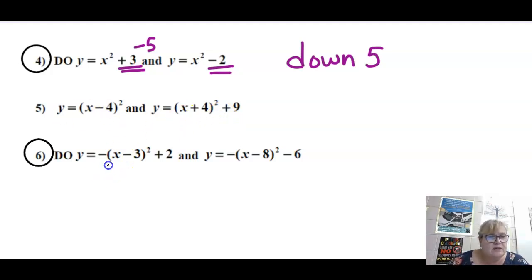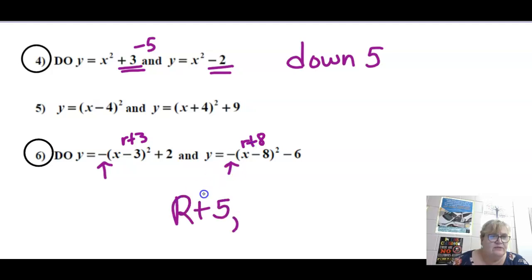Number 6, this negative did not change, so we don't have to talk about that. This was right 3 and now it's right 8. So how much further did it go to the right? Was 5, and then it was up 2, but now it's down 6. So it had to have shifted down a total of 8.